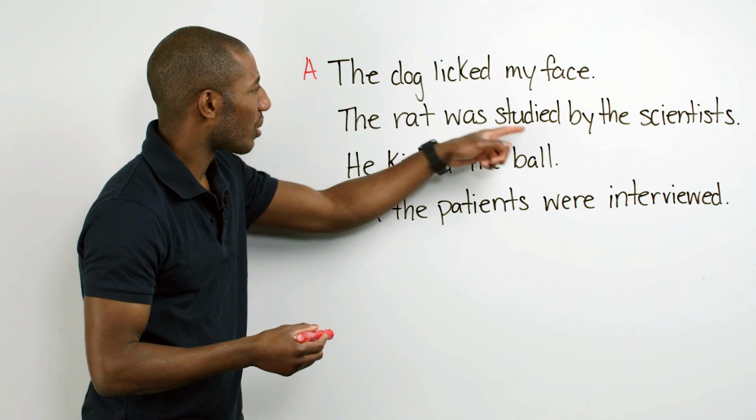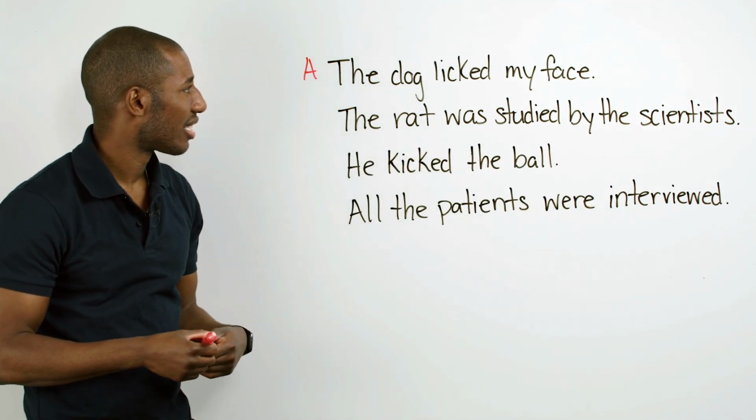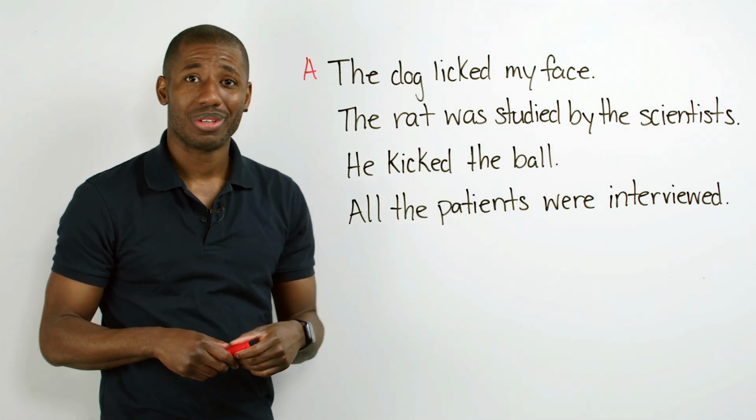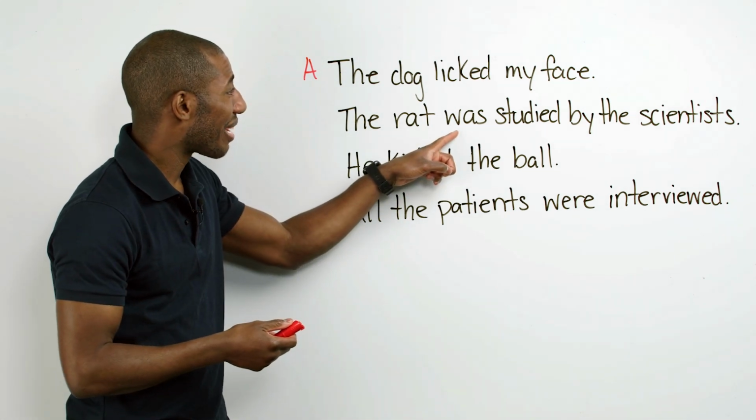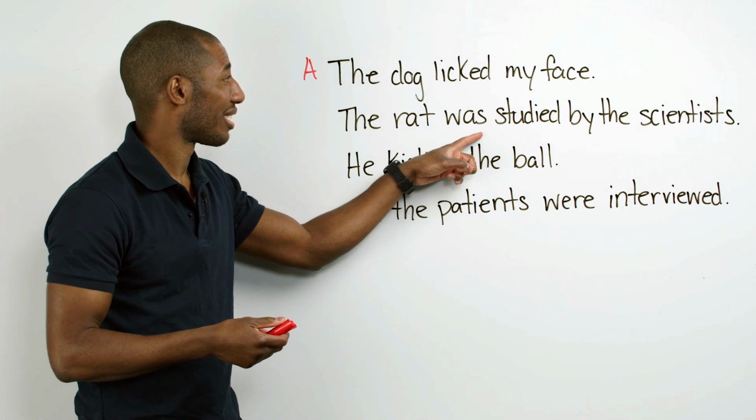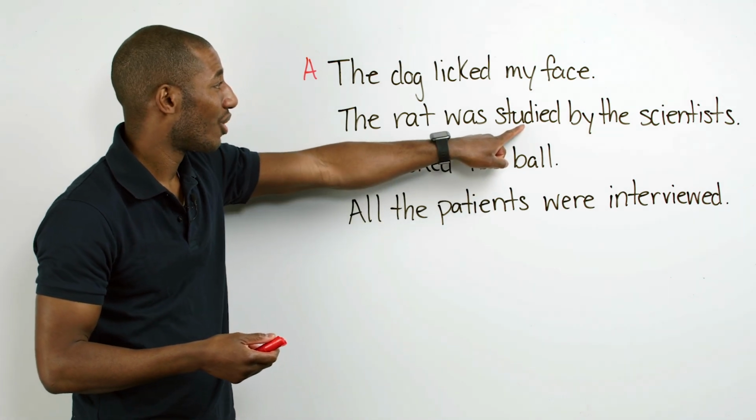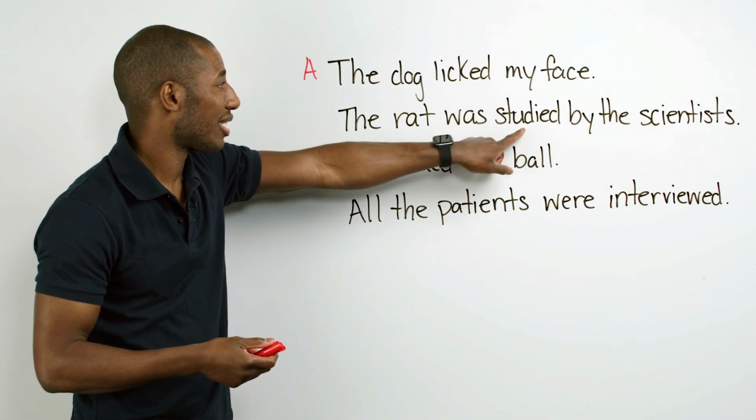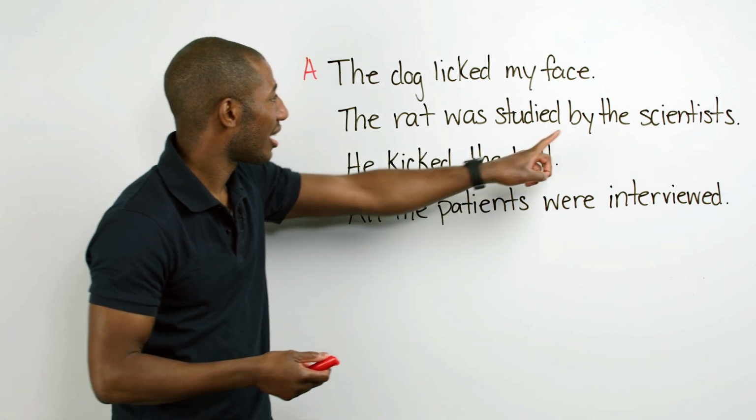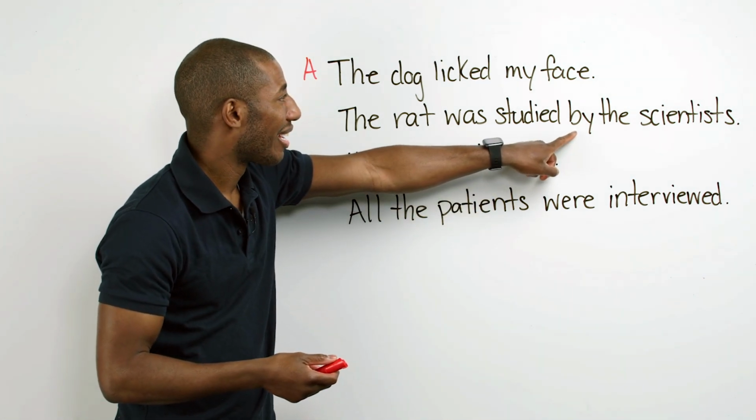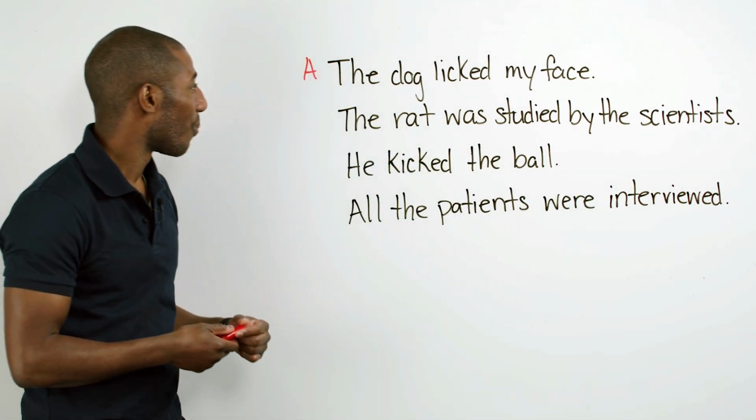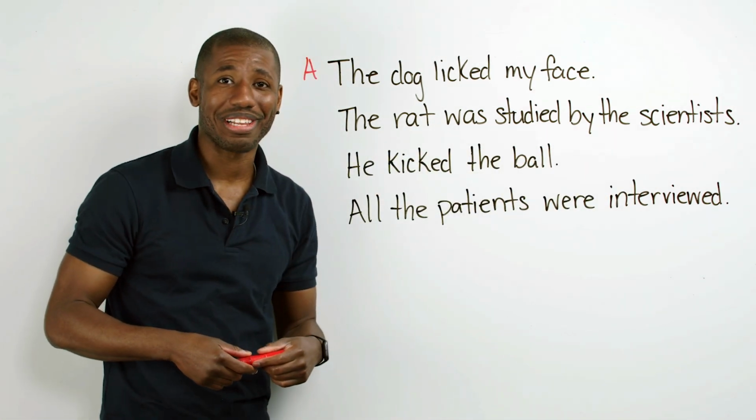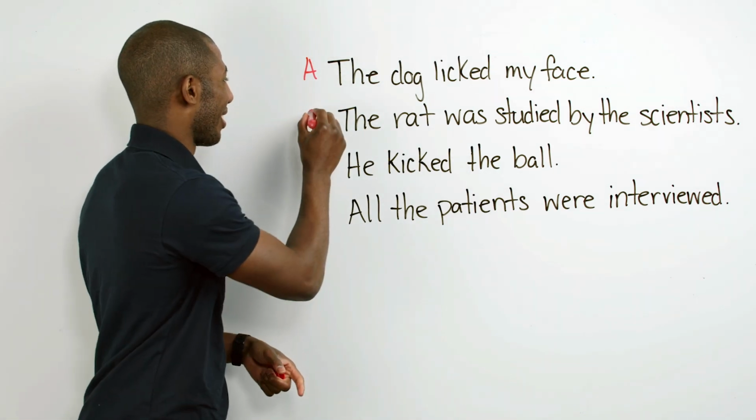The rat was studied by the scientist. Whoa, we have a lot of clues here. We can see that we have a to be verb, was, as well as, boom, we have a past participle. And by. We know that by sometimes tells us who's the doer. Well, this is definitely written in the passive voice.